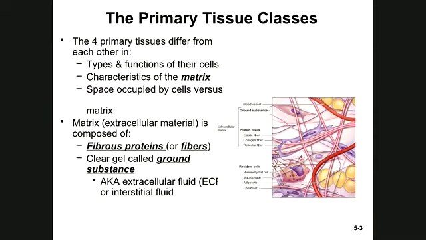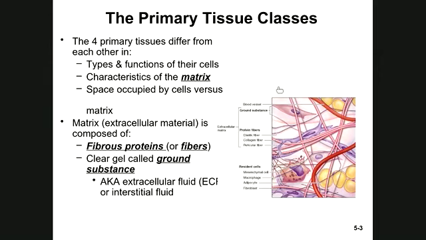The 4 primary tissues differ from each other in the types and functions of their cells and the characteristics of their matrix. Matrix is the space which we have between cells, as opposed to the space occupied by cells. The matrix is extracellular material. Everything which we have around our cells is called matrix. And in the matrix, we have fibroprotein or fibers, and we have a clear gel, which we call ground substance. Look at this picture.